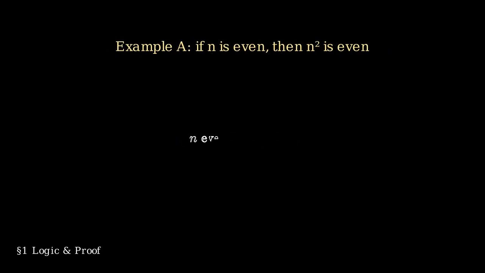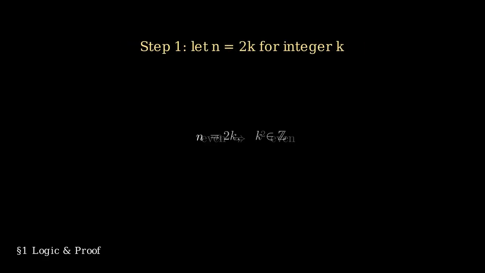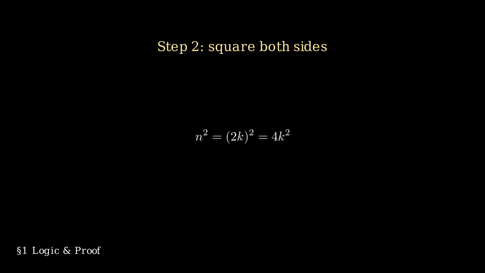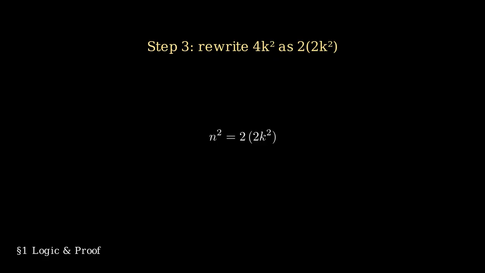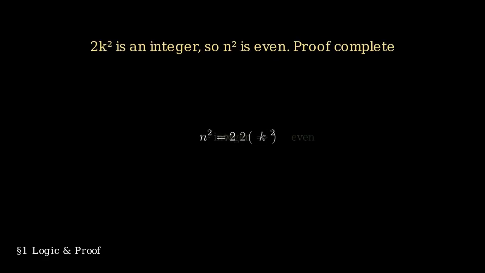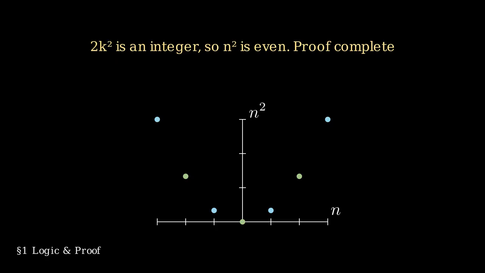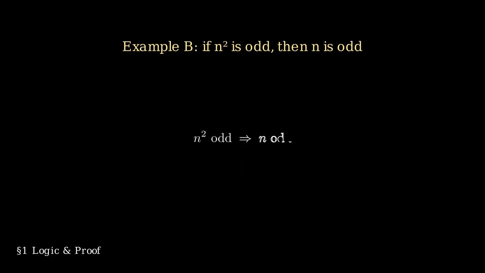Worked example A, a direct proof. Claim: if n is even, then n squared is even. Step 1, let n be even, so n equals 2k for some integer k, since that's exactly what even means. Step 2, square both sides, n squared equals (2k) squared equals 4k squared. Step 3, rewrite 4k squared as 2 times (2k squared). Since 2k squared is itself an integer, n squared equals 2 times an integer, which is exactly the definition of even. Proof complete.